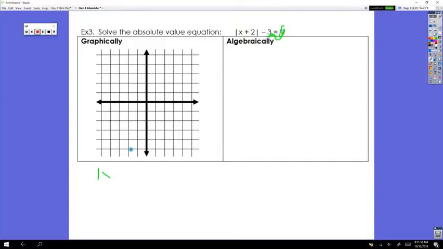So if I were to do that, we have the absolute value of x plus 2 minus 3 is equal to 1. I'm going to subtract 1 from both sides and get the absolute value of x plus 2 minus 4 is equal to 0, which means I move this to the left 2, down 4. Our slope is 1 because there's no number out here.